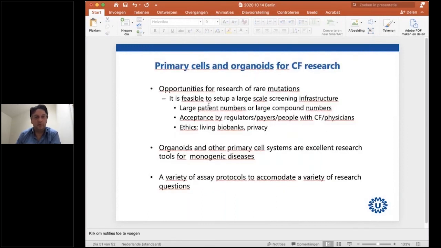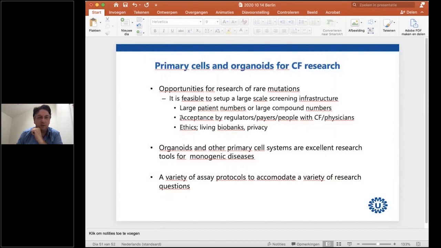So just in general, if you look at the value of primary cell models, these new types of cell models which you can generate with high efficacy from individuals, it really gives you a way to pinpoint at high precision a specific biological process. So it really is a nice opportunity to do research in a clinical context. It's feasible to set up large-scale screening infrastructures. You can process large patient numbers.